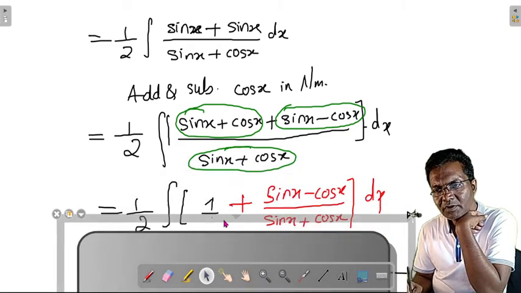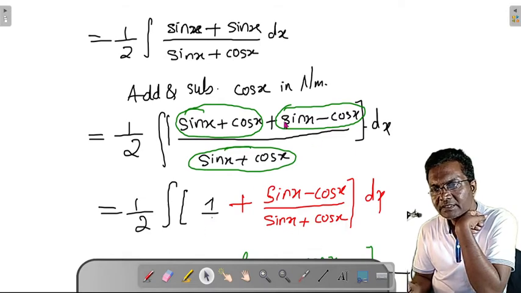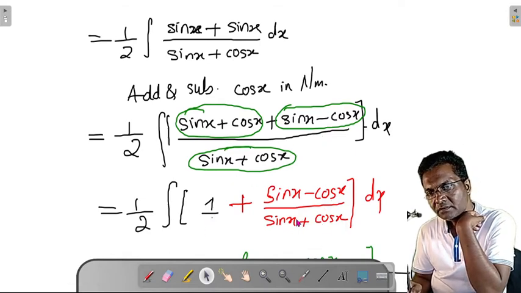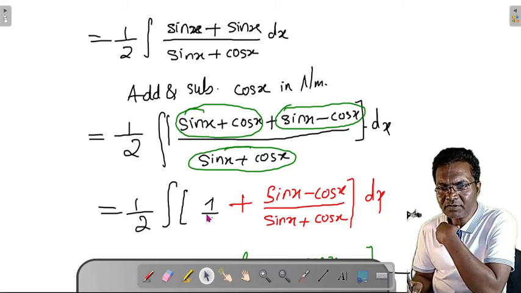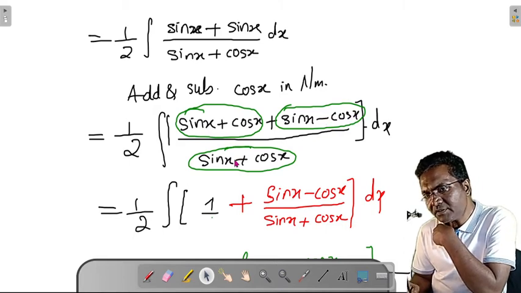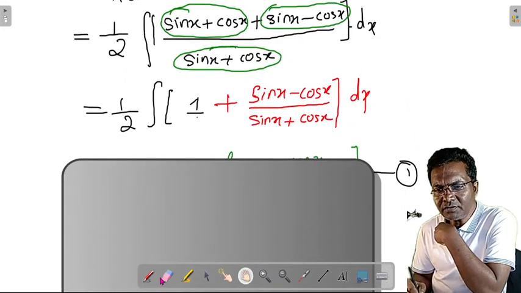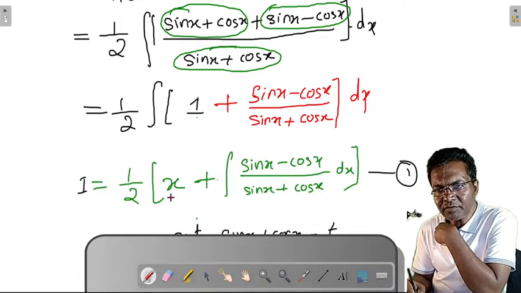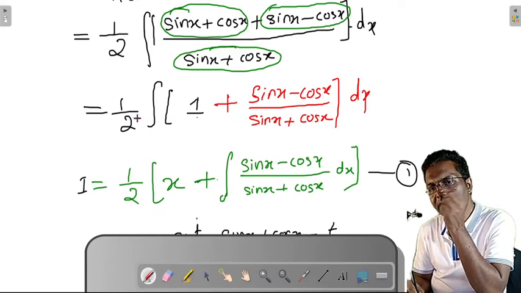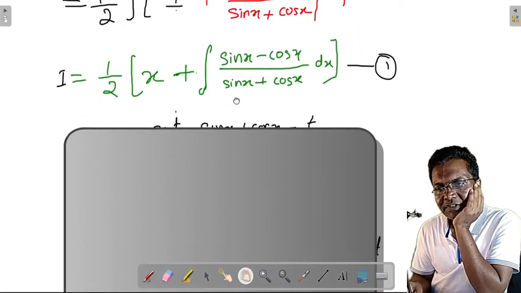Okay, now see here what we will get. This divided by this gives you 1, and this divided by this as it is. Okay, separated. Sin x plus cos x by sin x plus cos x gives you 1. Sin x minus cos x by sin x plus cos x, this. Now you need to think of integration. Integration of 1 is x, and integration of this, sin x minus cos x by sin x plus cos x.